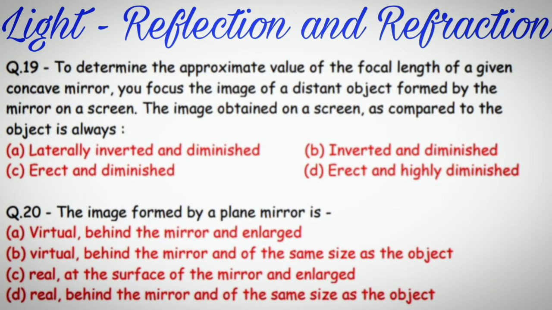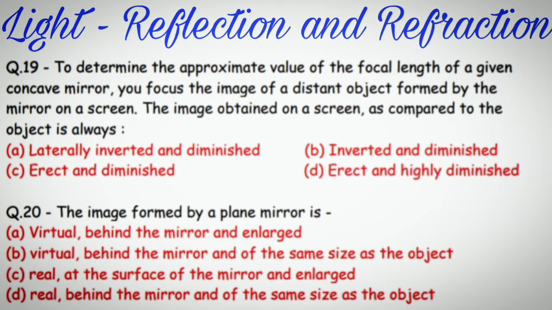Next question comes here. To determine the approximate value of focal length of a given concave mirror, you focus the image of a distant object formed by the mirror on a screen. The image obtained on the screen as compared to the object is always: Option A, laterally inverted and diminished. Option B, inverted and diminished. Option C, erect and diminished. Option D, erect and highly diminished. And the correct answer is inverted and diminished.